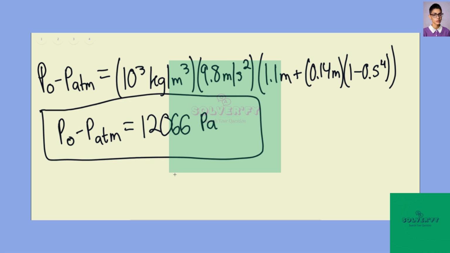So we have to relate it. We have to basically apply Bernoulli's equation at levels 0 and 1, and then at levels 1 and 2, relate them, and then find the difference in pressure. Again, that final answer, 12,066 pascals. That is the end of the solution.